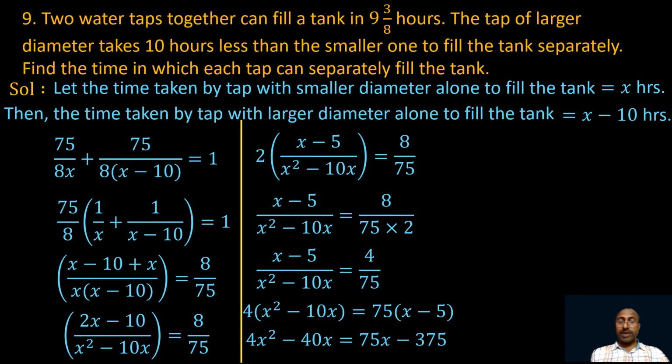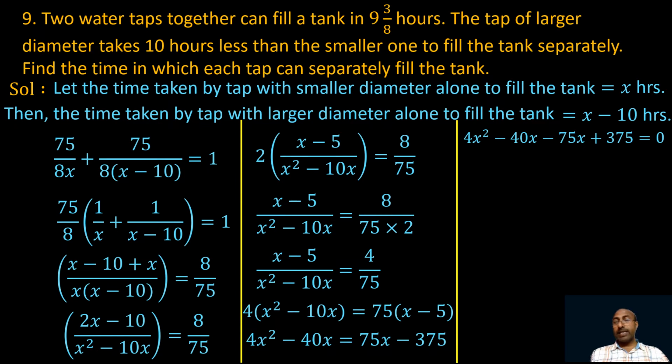Let us transpose all the terms on the right side to the left side. So now 4x square minus 40x minus 75x plus 375 equal to 0. And minus 40 minus 75 is minus 115. So 4x square minus 115x plus 375 equal to 0. This is the quadratic equation we need. By solving this equation, we get the value of x, and so we get the solution of the problem.